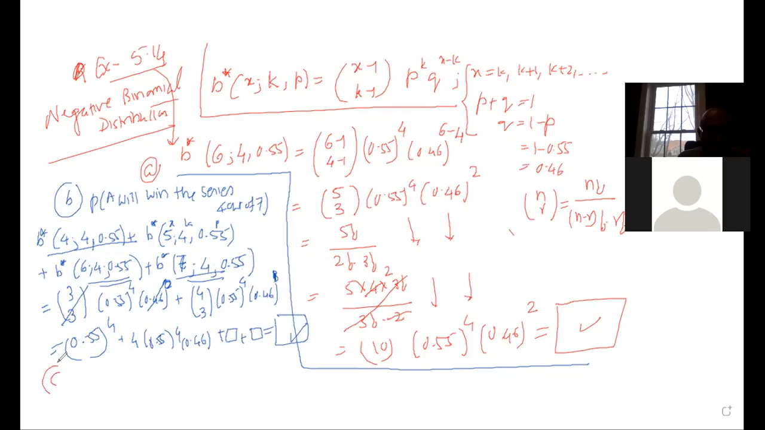So part C says that if Team A and B are facing each other in a regional playoff series, which is decided by winning 3 out of 5 games. Now, 3 out of 5 games, that means probability B star, that is equal to 3.